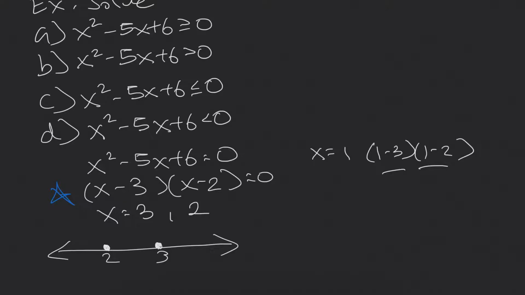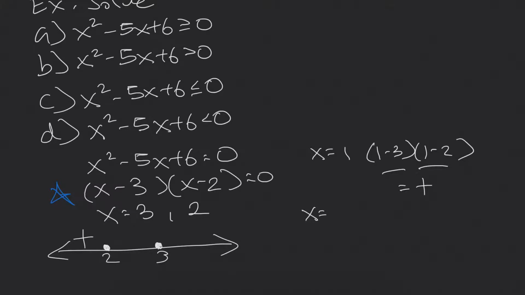1 minus 2 is a negative number. A negative times a negative is a positive. So any number I would have picked to the left of 2, I picked 1, but any number I would have picked to the left of 2 would have given me a positive there.